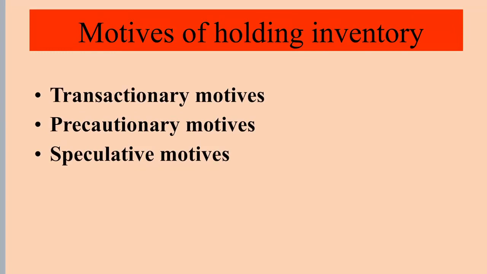If it is expected that in future prices will rise, then a firm may buy inventory and store it in anticipation of an increase in price, so that when prices increase, they already have the raw inventory at a lower cost. So, this is a speculative motive.